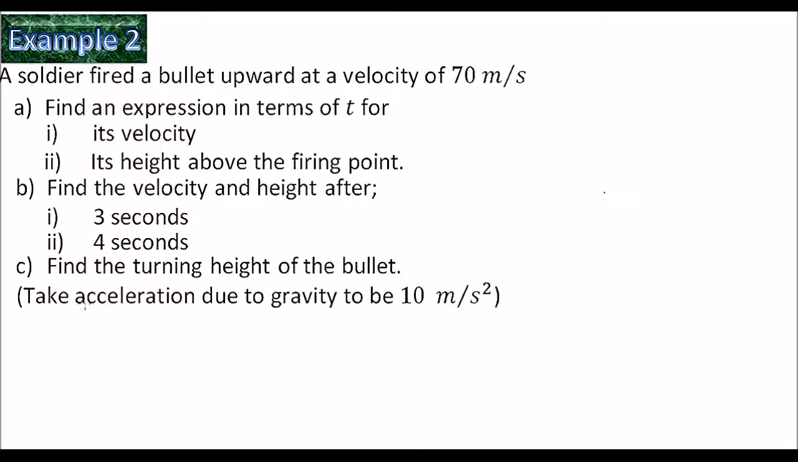So in our example 2, a soldier fired a bullet upward at a velocity of 70 meters per second. Part A, Roman number 1. Find an expression in terms of t for its velocity.